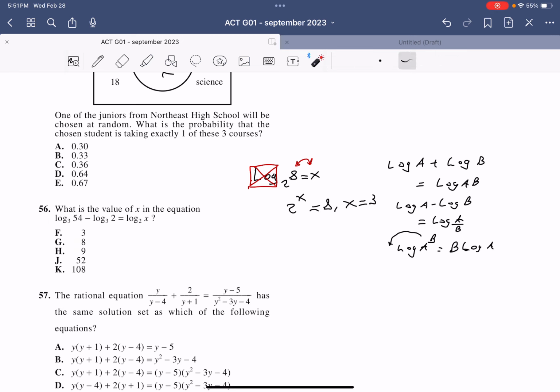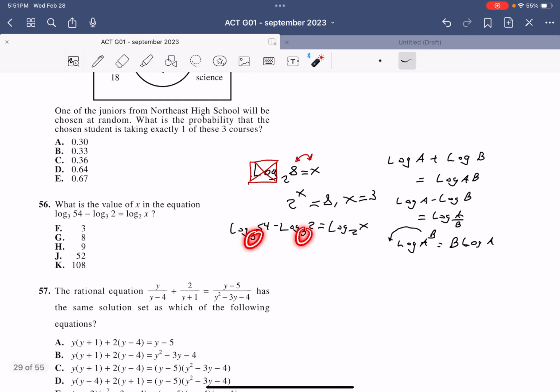Notice on these I didn't give you any base. If there is no base written, it is implied that it is base 10. So let's go ahead and try to solve this now. We have log base 3 of 54 minus log base 3 of 2 is equal to log base 2 of x. Since it's subtraction, we can use this second property, and we can do it because they have the same base. Over here they had the same base of 10, which means we can do the operation. These have the same base of 3, which means we can do the operation.